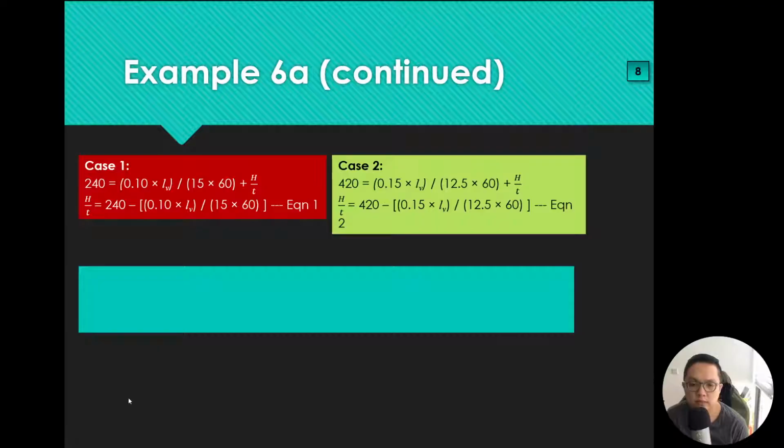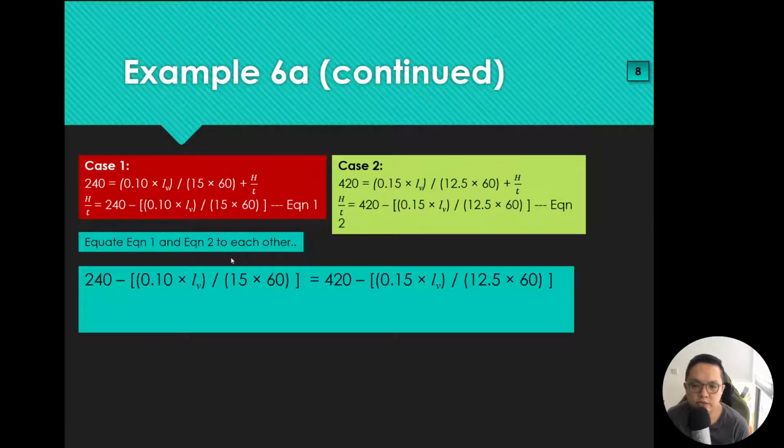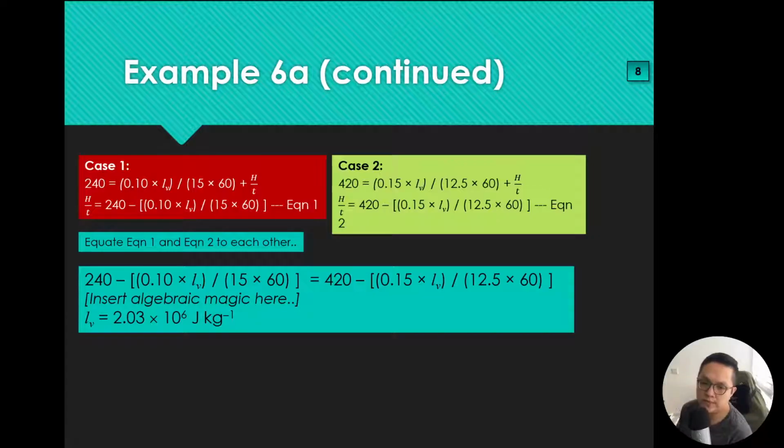Once you have these two, it's quite easy. Let me put it over on this page, which has a bit more space. What I do is equate equation 1 and equation 2 to each other. You just equate H over T, because both of them are H over T. So you write out this equation, then you apply some algebraic magic. You can do the math yourself. Try to find L_V. Once I've done that, L_V is 2.03 times 10 to the power 6 joules per kg. By equating them together, I have taken into account the heat loss to surroundings and removed that effect.